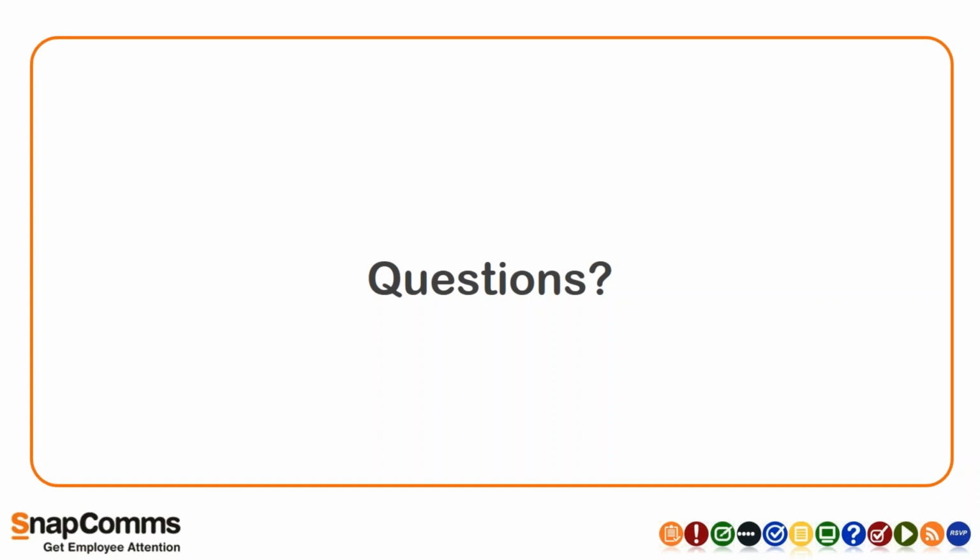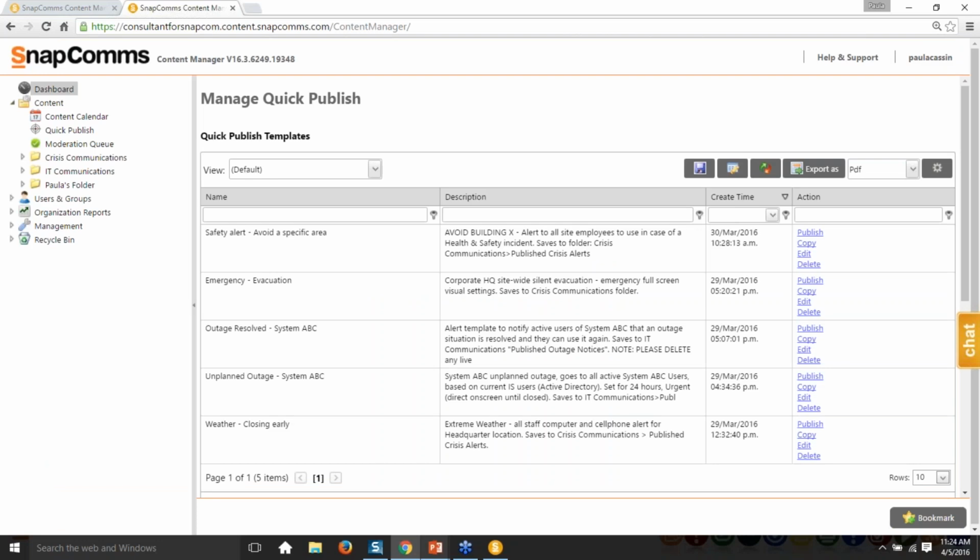Just a comment from me, Paula. I think one of the advantages of Quick Publish is you're able to choose the amount of steps you wish your administrators to have. So, in other words, rather than go through the whole tab workflow with regard to SnapComms, you can decide: is it simply a change in the audience that's receiving it? Is it a change in the message? Is it a change in how long that message is being published for, and so on?